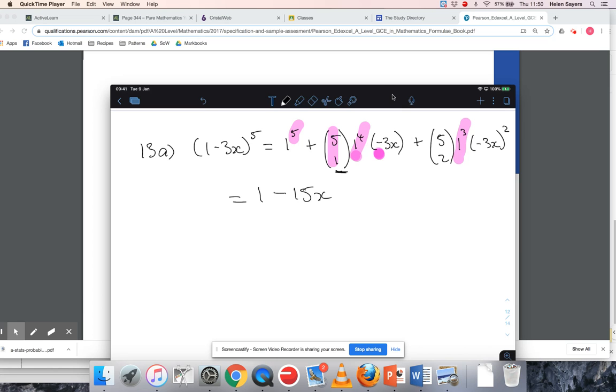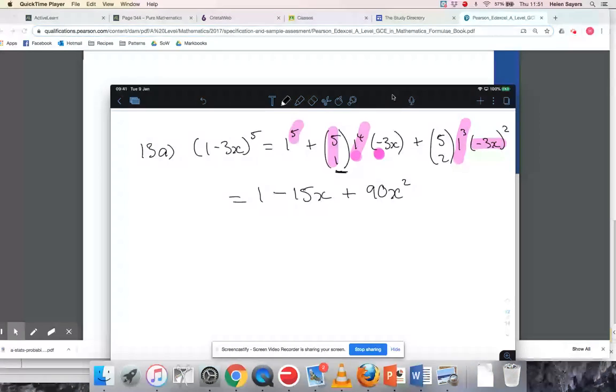Looking on to the next term, it is going to be a positive because I'm squaring the minus 3x. So that is going to square to positive 9. So that term is going to be 5 choose 2. You can just get that from the calculator, or you might remember Pascal's triangle, but that gives me 10. And then the minus 3x all squared is 9x squared. So that is going to give me 90x squared.